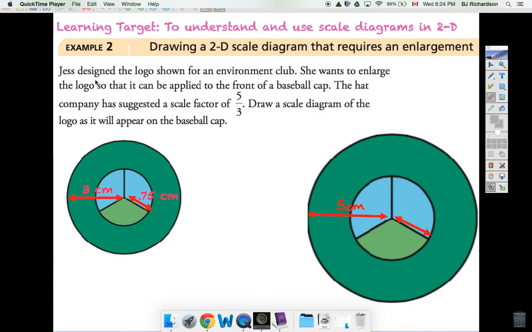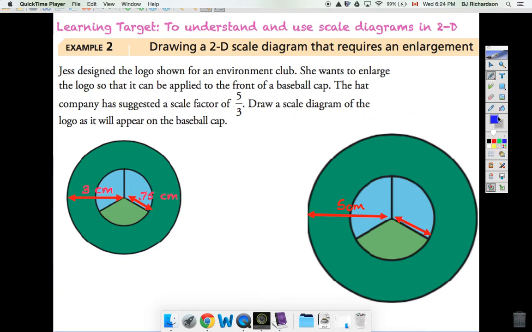So the scenario we have is that Jess designed the logo shown for an environment club. She wants to enlarge the logo so that it can be applied to the front of a baseball cap. The Hack Company has suggested that she use a scale factor of 5/3. Draw a scale diagram of the logo as it will appear on the actual baseball cap.